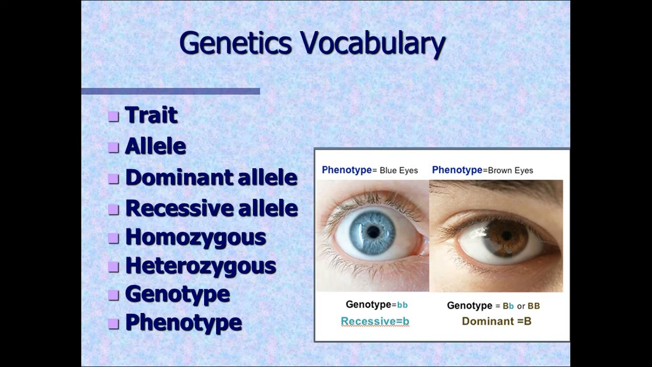The genotype is the genetic makeup of the organism. That's all the alleles that make the organism look and behave the way it does. Phenotype is the way the organism looks or behaves. So genotype is the genetic makeup on the inside. Phenotype is what you see on the outside.